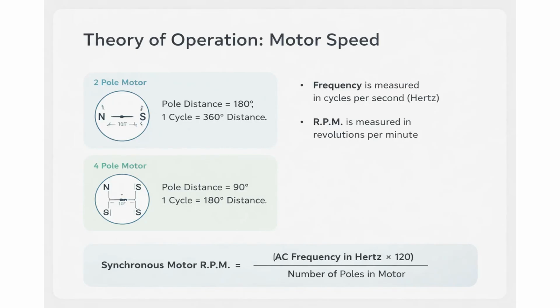Let us look at the theory of operation regarding motor speed. The speed of an ECM is fundamentally tied to its physical construction and the frequency of the alternating current. For instance, a 2-pole motor has a pole distance of 180 degrees, making one full cycle a 360-degree distance. In contrast, a 4-pole motor has a pole distance of 90 degrees. To calculate the synchronous motor RPM, you multiply the AC frequency in hertz by 120, and then divide that by the number of poles in the motor.